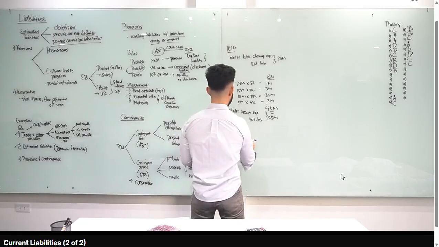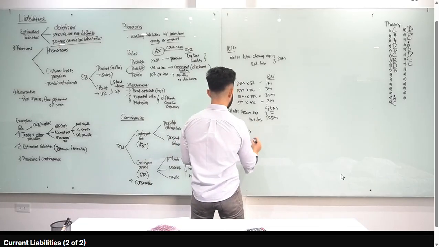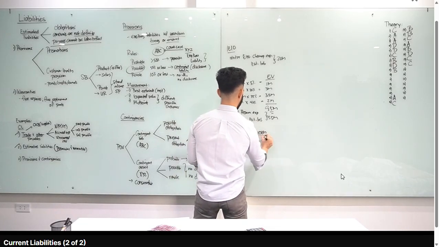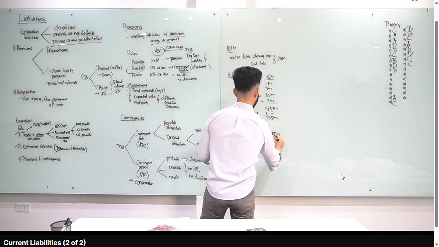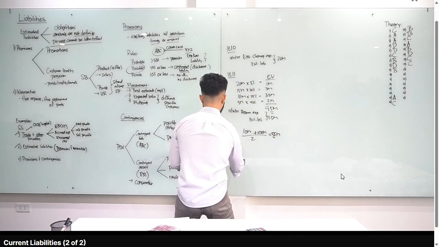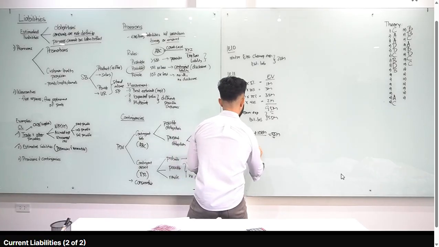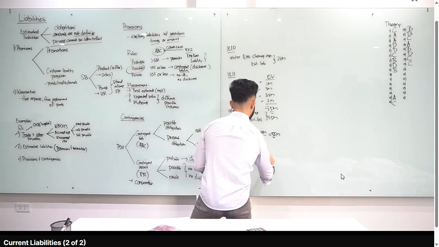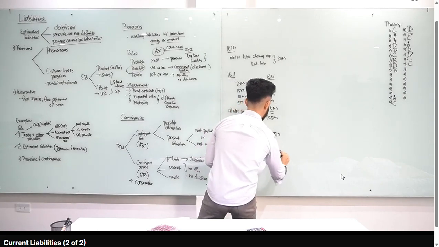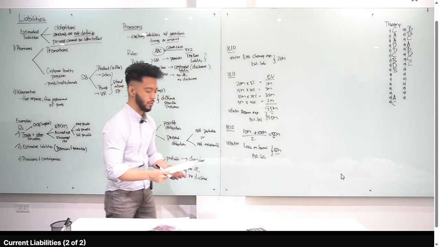Sir, paano yung midpoint? Average lang nila. 10 million yung minimum, maximum is 100 million. 10 million plus 100 million over 2, so that is 55 million. Yun yung midpoint. Entry natin, 12/31/2025, debit loss on lawsuit, credit estimated liability on lawsuit, 55 million. So yun yung entry natin for illustrative example number 12.